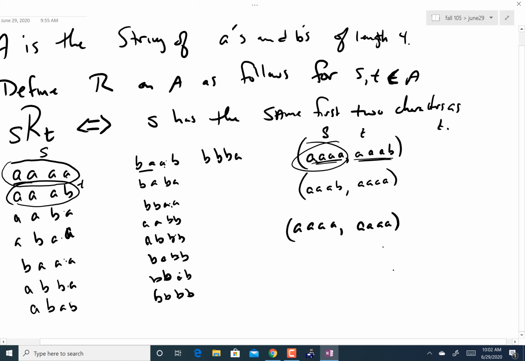So check this out. What they want to know is this. They'll ask you some questions like this. Is A, B, A, R, A, B, or ABBA? And the answer is yes. Why? Same first two letters. That's it. Don't get hung up on it.